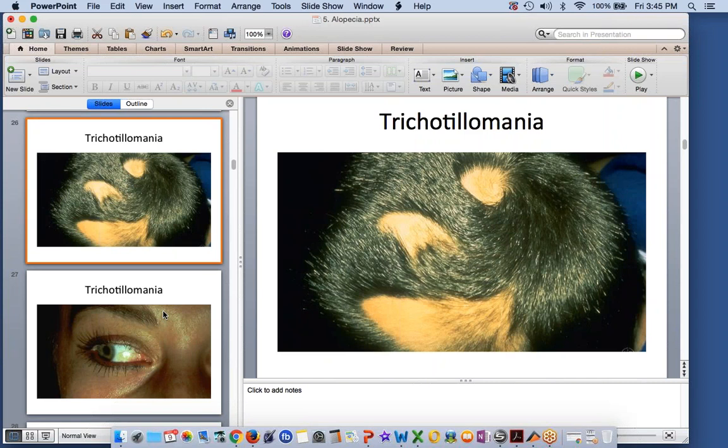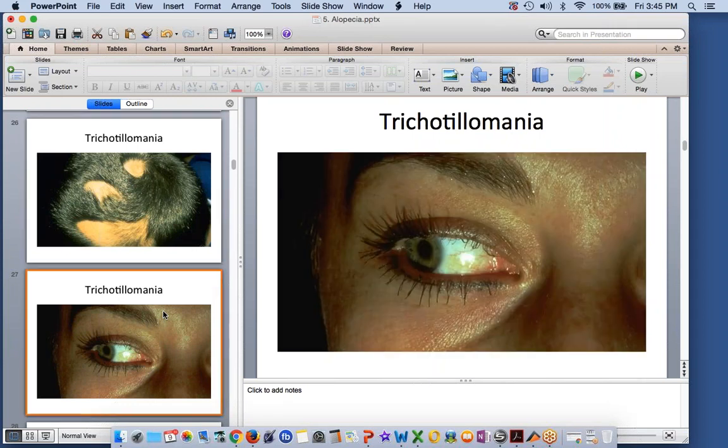Sometimes it's very hard to distinguish between alopecia areata and trichotillomania because sometimes they look somewhat similar. You can see here some loss of eyelashes, which also occurs in alopecia areata.